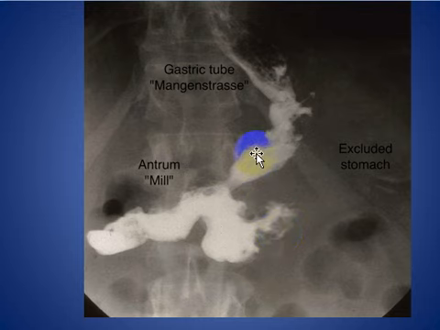Here, this is the X-ray. We have the gastric tube. This is the Magenstrasse, and this is here the excluded stomach, and this is the antrum.